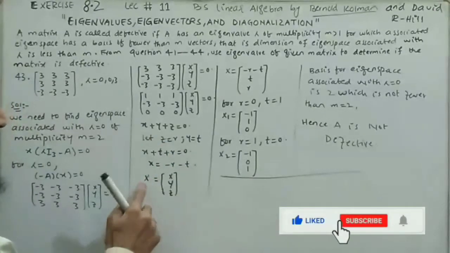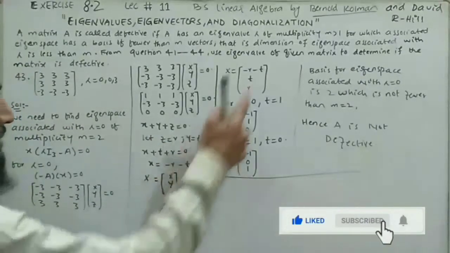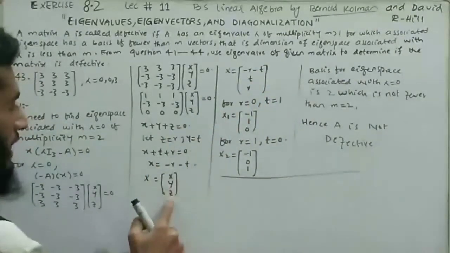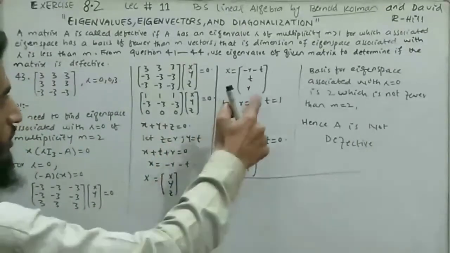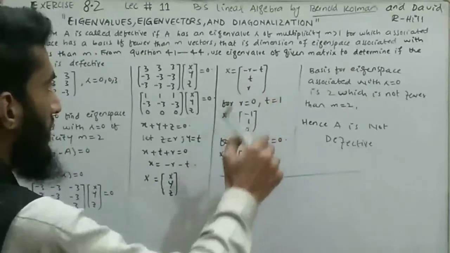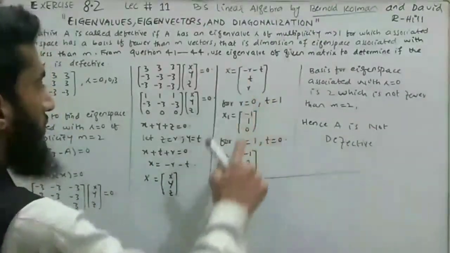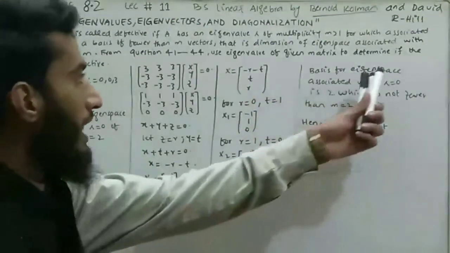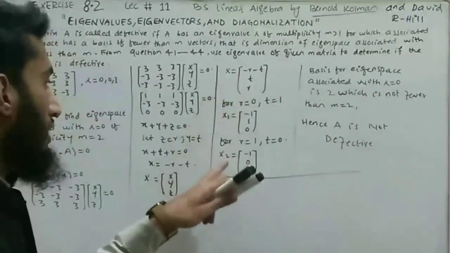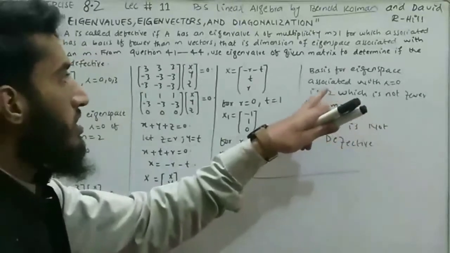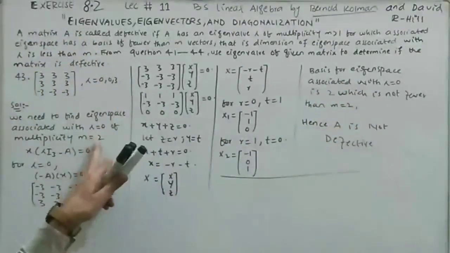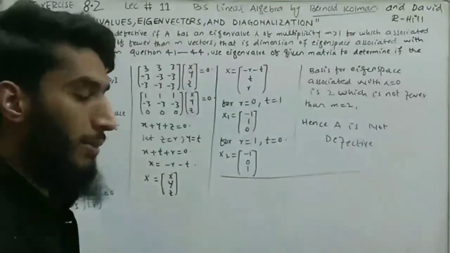minus r. So my x is minus r minus t, and my y is t, so put t over here, and my z is r, so put r over here. Now I have two conditions: r is equal to 0, t is equal to 1, which gives us this x1, and by putting r is 1, t is 0, it will give us x2. So the basis for the eigenspace associated with lambda is equal to 0 has 2 vectors, because I get x1 and x2. So it means that the dimension is 2, which is equal to m is equal to 2. So the given matrix is not defective.